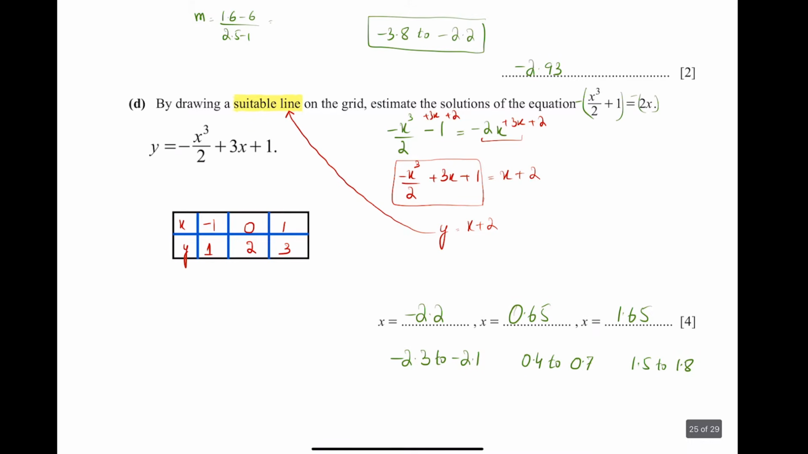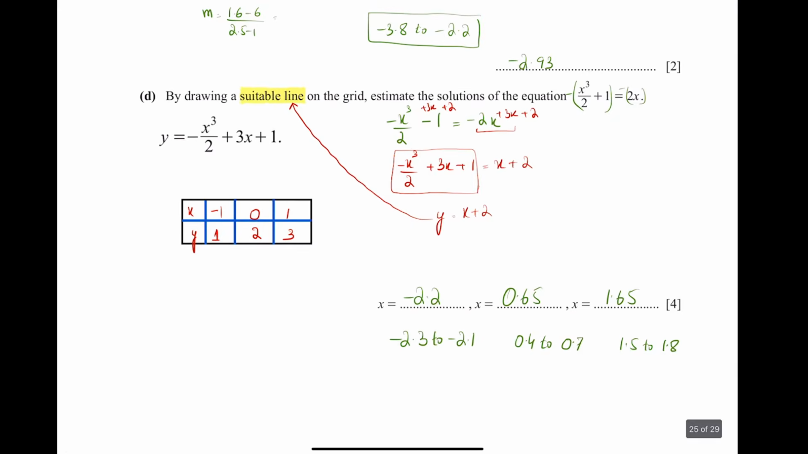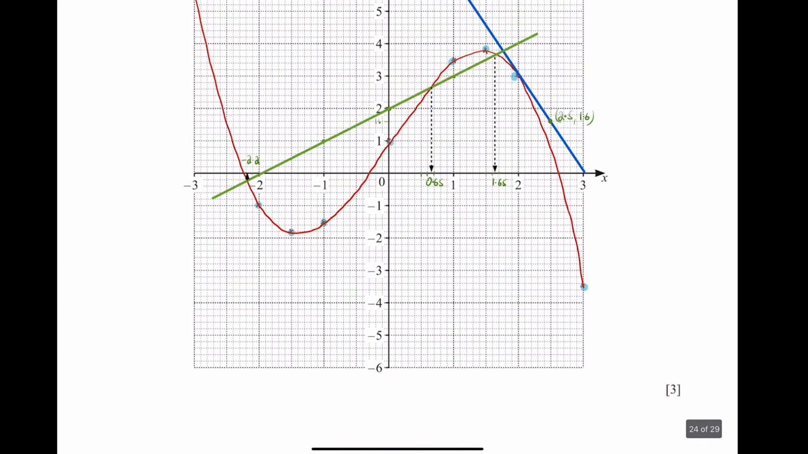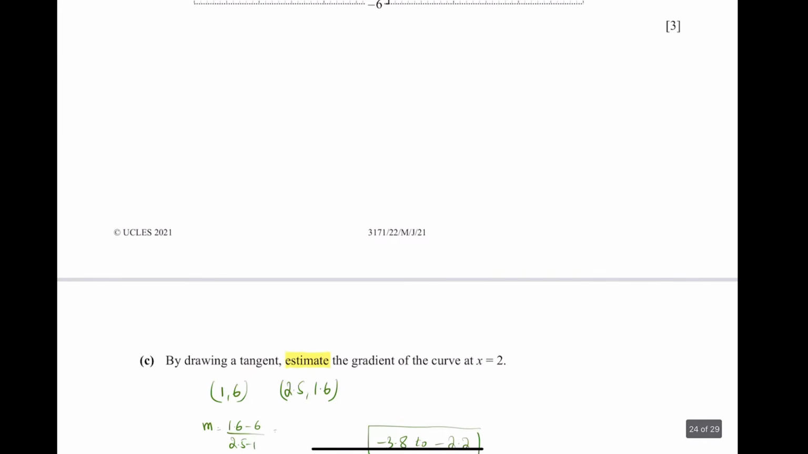So there you go. This is the final answer. Okay. Now, as always, take a good look at what I've done. Let me know if you have any questions.